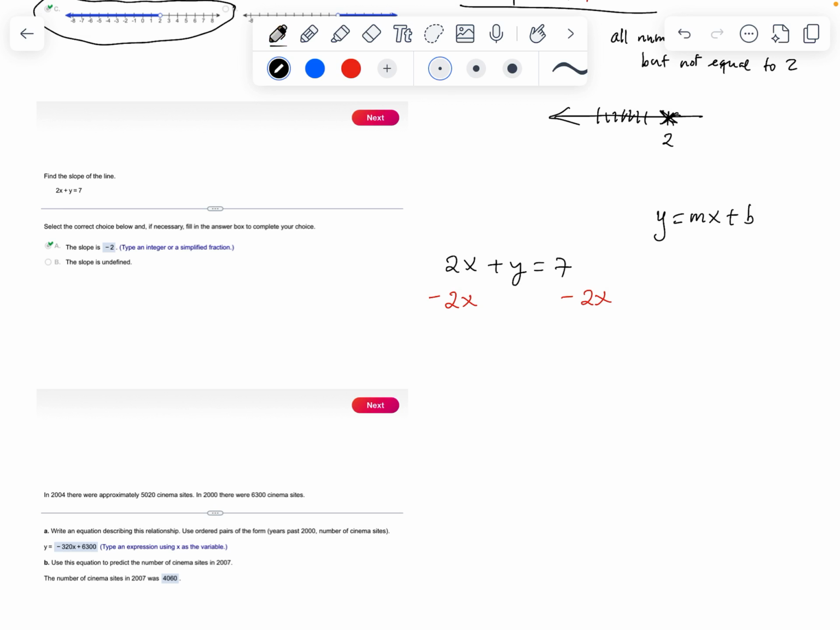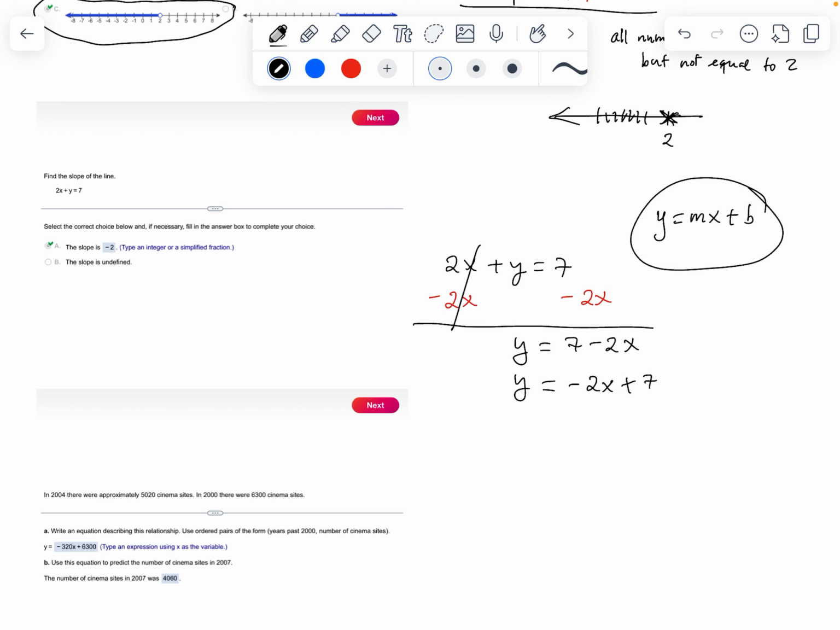So we do negative 2x. That way the 2x minus 2x goes away. I'm remaining with y over here, and I'll be left with 7 minus 2x. To rewrite it, it's going to be negative 2x plus 7. Then, following this form, the slope is the m. So in this case, the slope will be negative 2.